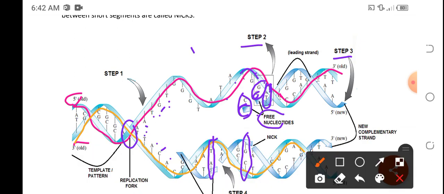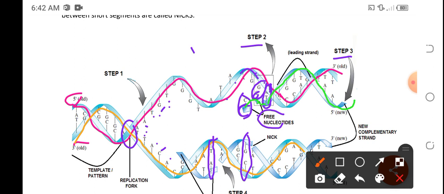Magkakaroon na once the DNA polymerase bond these nucleotides together, it will now be forming a new continuous strand. So this is known as the leading strand. It acts in the 5' to 3' direction.